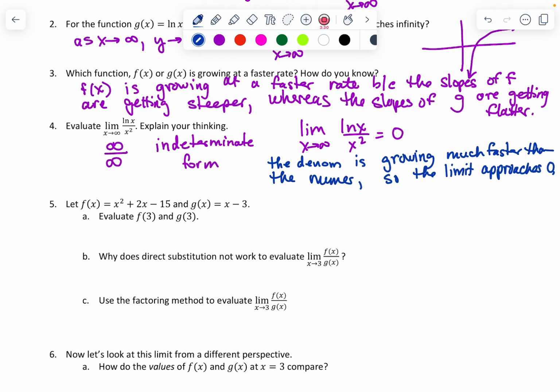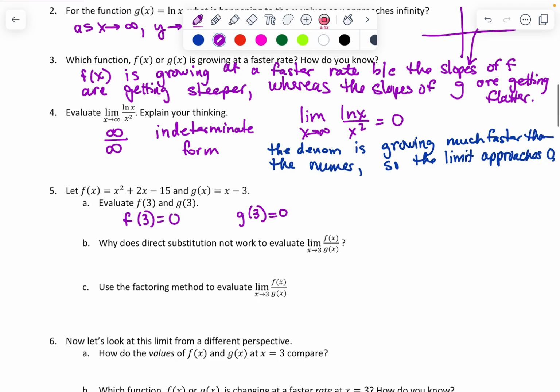All right, number 5. It says evaluate f of 3 and g of 3. Well, I plug in f of 3, I get 0. G of 3, I get 0. So why does direct substitution not work? Well, this limit is f of 3 over g of 3. I do need to tell you something. Never, ever write equals 0 over 0 or equals infinity over infinity.